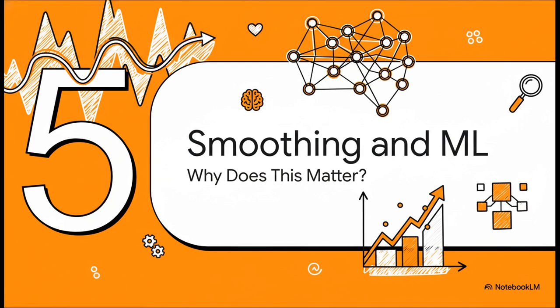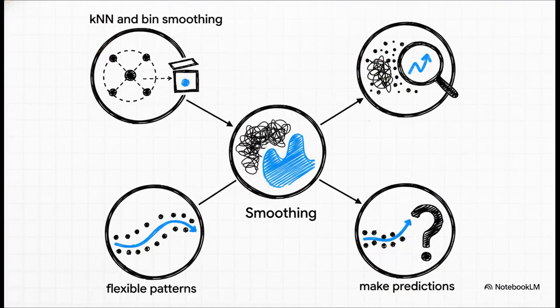So we've gone from a jagged mess to this beautiful, smooth curve. But why does any of this actually matter beyond just making pretty charts? Well, this is where we connect everything to the wider world of machine learning. And this right here is the whole point. Machine learning is fundamentally about finding patterns in data, right? And smoothing is one of the core tools for doing exactly that.